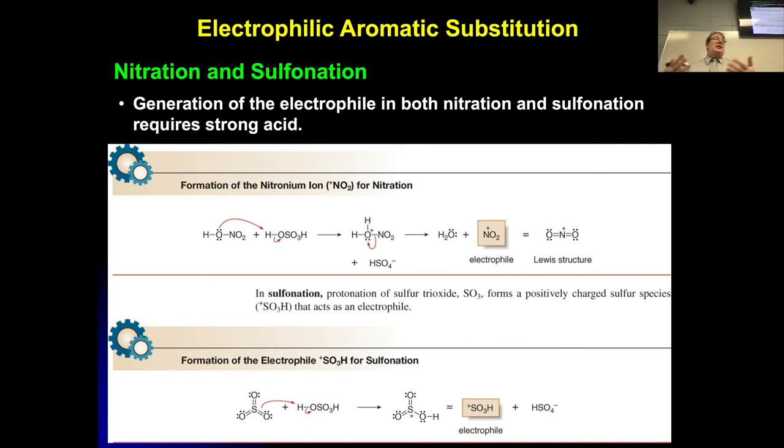So if I took acetic acid and I threw it into sulfuric acid, the same kind of thing would happen. The acetic acid would pick up a proton. Okay?